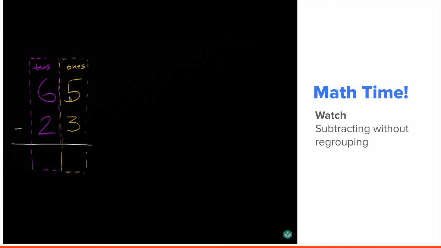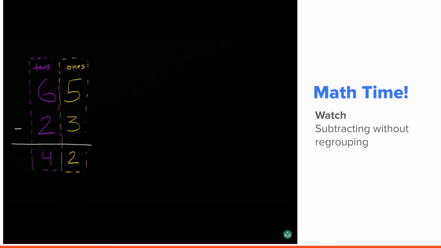65 is 6 tens and 5 ones. 23 is 2 tens and 3 ones. So one way to do it is say, let's look at the ones place first. So I'm taking 3 ones away from 5 ones. 5 ones minus 3 ones is 2 ones. And then you can go to the tens place. 6 tens minus 2 tens, well, that's going to be 4 tens. 4 tens, and there you have it. This is equal to 42.